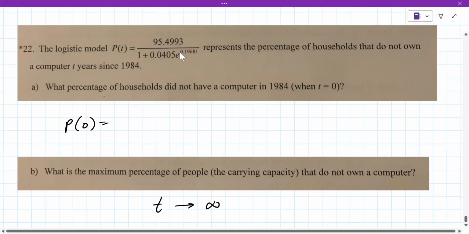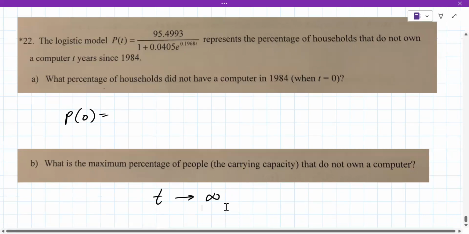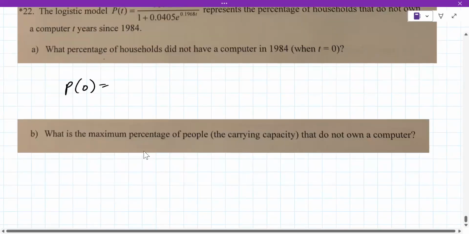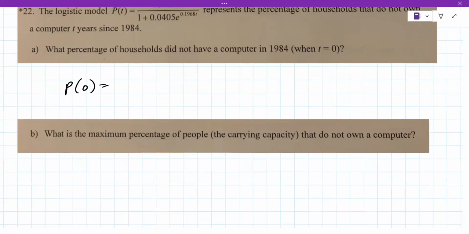Is that not a negative? Oh, I don't see any negatives on that one either. What is the max percentage of people with carrying capacity that do not own a computer? Okay, never mind. That's something different. So the carrying capacity, this would be in your book also. I'm just trying to look it up.